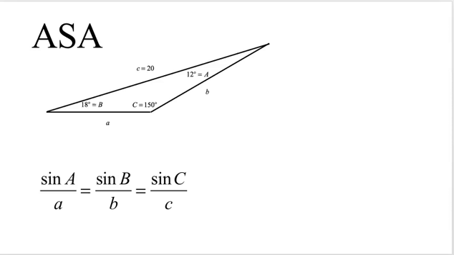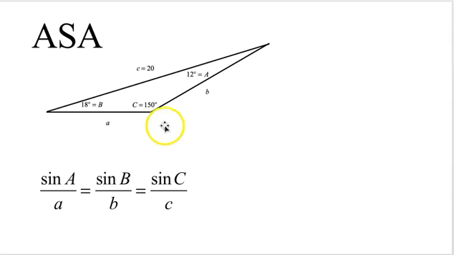So our next example is an ASA triangle, but the reality is if you have AAS like our last example, you really have ASA because you get the third angle because the three angles have to add up to 180. So I just went ahead and gave you all three angles anyway. But we certainly have a side here, which is 20, and then we have angles on either side of it, so we have 20 between 12 degrees and 18 degrees.